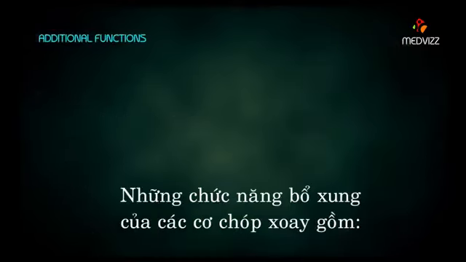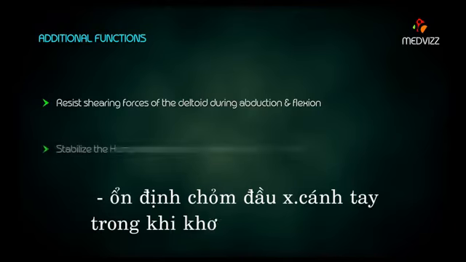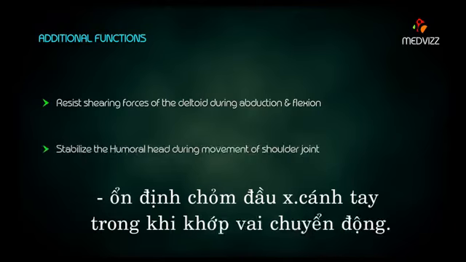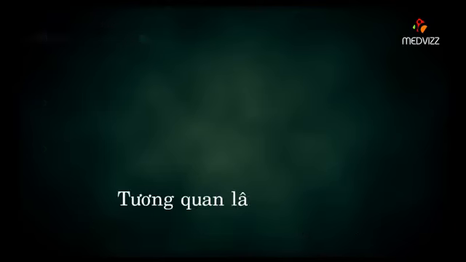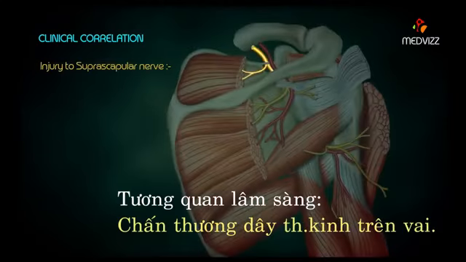Additional functions include: they resist shearing forces of the deltoid during abduction and flexion, and stabilize the humeral head during movement of the shoulder joint. Clinical correlation: injury to the suprascapular nerve.